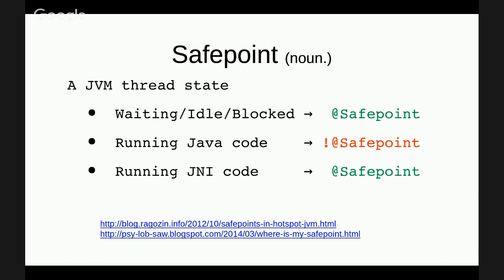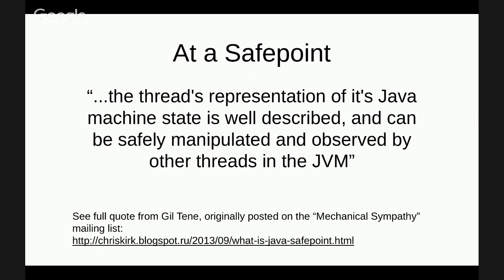And if you're running JNI code, then you're at a safe point. There's other ways to be at a safe point, but we'll not walk into that. That's the main cases, right? And at a safe point, a thread's representation of its Java machine state is well described and can be safely manipulated. This works for GetStackTrace because GetStackTrace takes a thread and looks at it. It doesn't look at itself, it looks at another thread. So GetStackTrace stops that thread and then looks at the stack. And to stop it, it uses an existing mechanism. It puts it into a safe point.